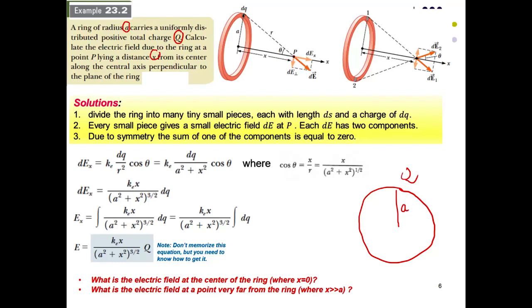Again, this is a one-dimensional problem. You divide the ring into many, many small pieces. This is one piece, this is second, this is third, this is fourth, this is million, and so on. For one small piece, it's going to carry a charge dq, and it has a small length of ds. And if you think about this as a ring, the length will be like this, like an arc, ds.